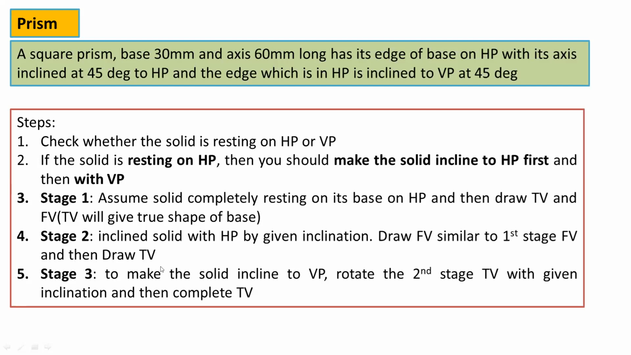And then draw the top view. After stage two, in stage three, to make the solid incline with the VP, rotate the second stage top view. That means the second stage top view and the third stage top view are both similar, just their orientation is different. Once we complete the third stage top view, which is similar to the second stage top view, then take the projections on the vertical plane and complete the final front view. So these are the basic steps to solve such problems.